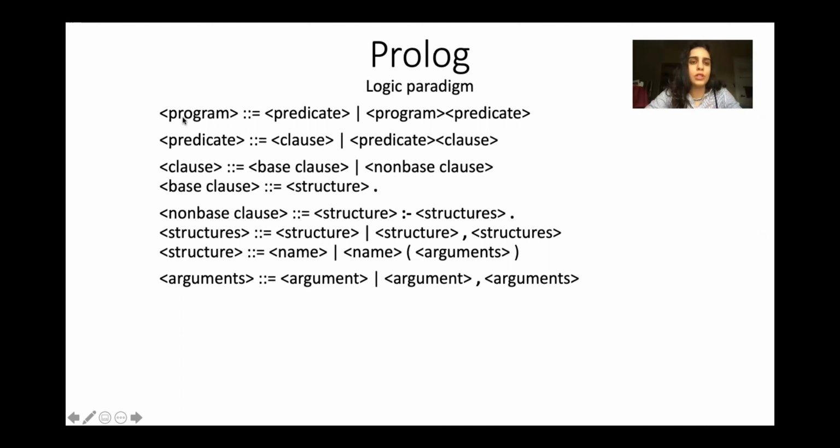So in simple words, it is saying that a program consists of predicates. Now, predicates are a collection of clauses, and clauses can be of two types, base clause and non-base clause. The base clause just consists of a structure, which basically means a function, and functions look different in Prolog. Now, a non-base clause consists of an if statement between two or more functions.